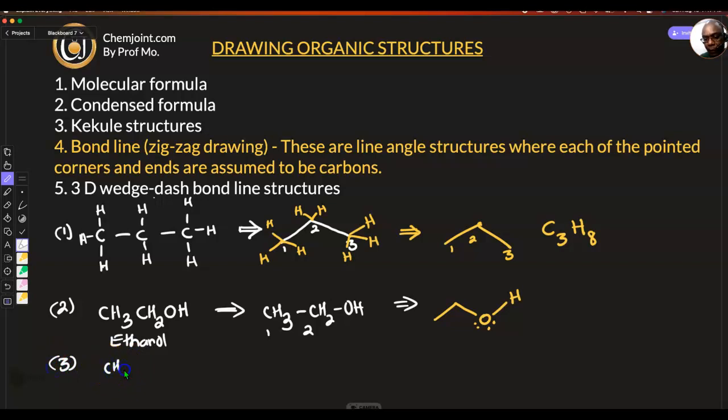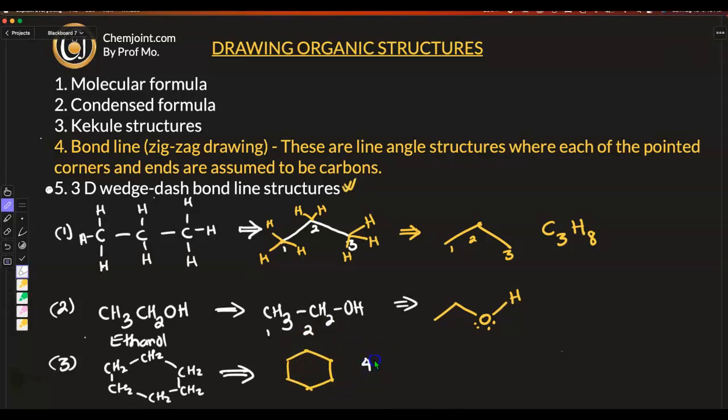So let's say we have a ring that's a CH2, a CH2, a CH2, a CH2, a CH2, a CH2 connected to a CH2. So the Kekule, the bond line structure of this molecule will just be that. Not showing the hydrogens. They are there. We just know they are there because they're sitting on carbons, but implied.